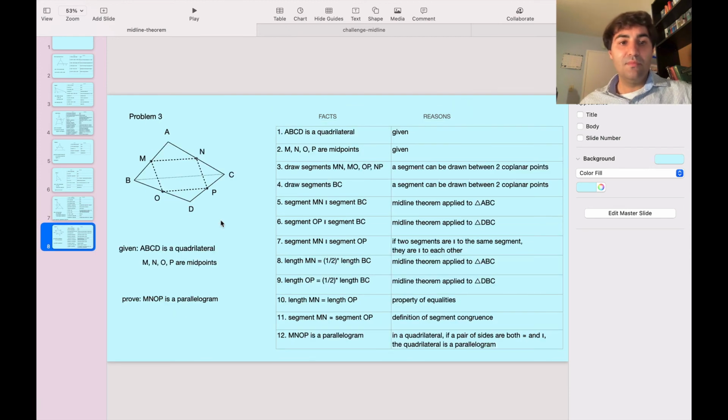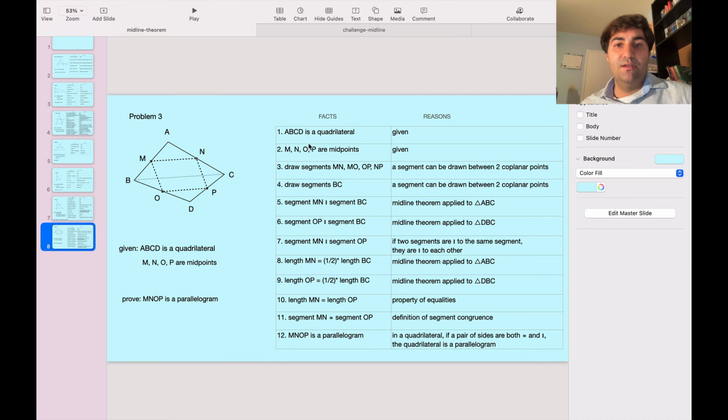Okay, this is going to be the last problem. This is also a harder problem, but it's a good problem. So let's look at it. Let's not be intimidated by it and go through it step by step. We're given that ABCD is a quadrilateral and that M, N, O, P are midpoints of these respective segments, right? And we're going to prove that MNOP is a parallelogram.